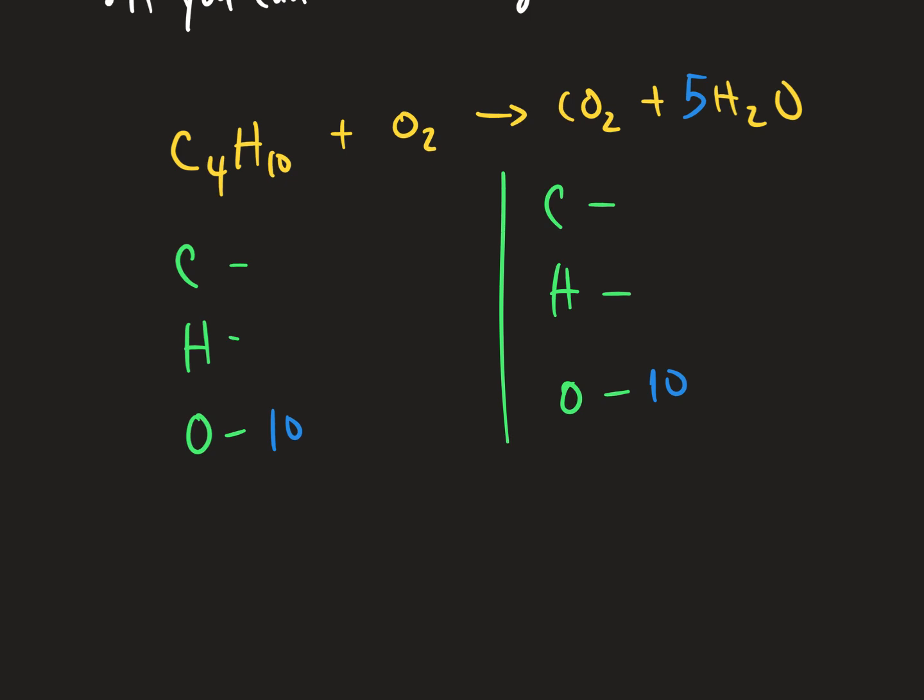Carbon has 4 on the left. How many on the right? 1. Just 1. So what coefficient? A 4. So we got 4 and 4. And it's a good thing we're saving oxygen for last, right? Because it's almost everywhere. It appears twice on the right side. And we're saving this oxygen for last because it's all by itself. Then we only have to change 1, right? So how many oxygens do we have on the right?